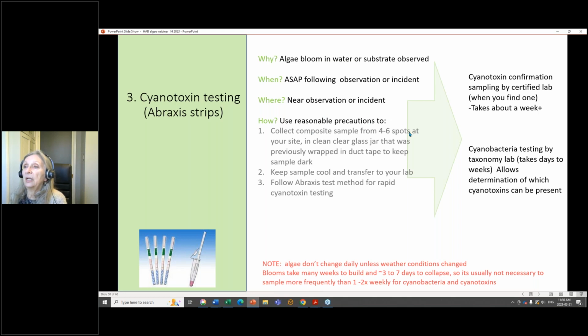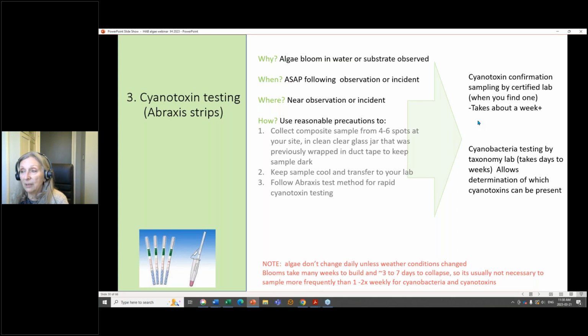So here you want to collect a composite water sample from 4 to 6 spots in a clean glass jar. It must be glass. It was previously wrapped with duct tape to keep the sample dark. You keep it cold and transfer it to your lab as quickly as you can, and then you follow the Abraxas recipe. If you get a positive test, you're definitely going to want to reach out to your health authority and, if possible, get it verified by a certified lab.